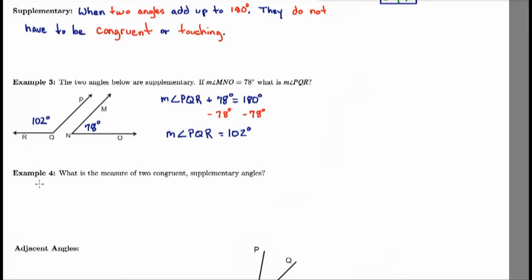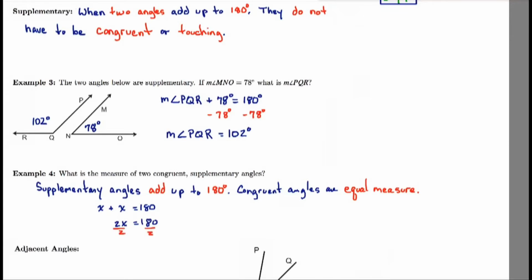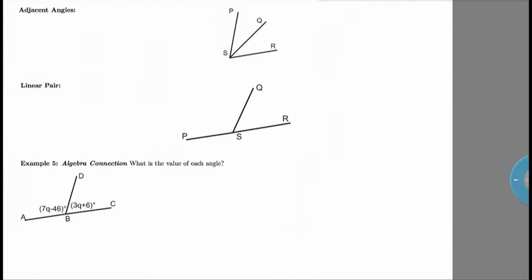Example 4, what is the measure of two congruent supplementary angles? So remember that supplementary angles add up to 180 degrees. And congruent angles are equal, so they have the same measure. So I can just say that x plus x equals 180. 2x equals 180, divided by 2, x equals 90. So to be supplementary and congruent, the angles have to be 90.